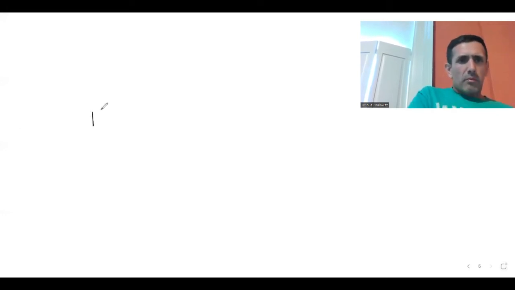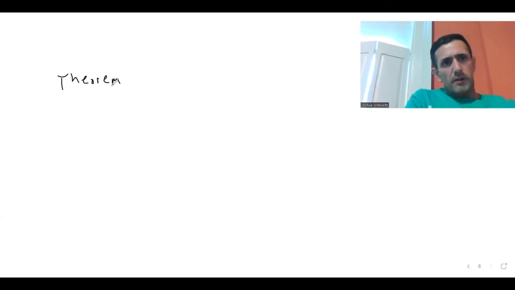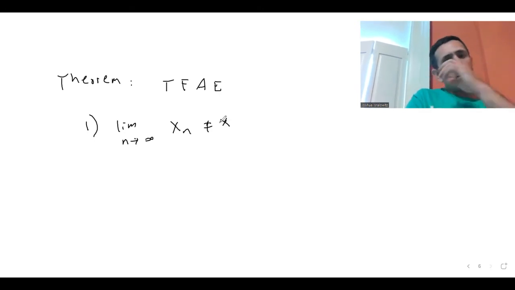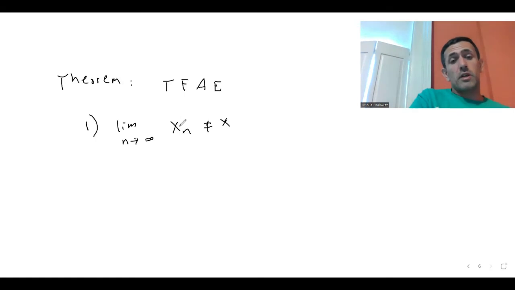Okay, so we have the following theorem. The theorem says that the following are equivalent. One: given a sequence and given x, this limit is not equal to x. Now there's two possibilities here. It might be that this sequence is convergent and just not equal to x, or it could be this sequence is not convergent at all. Okay? We don't know. It could be either one.